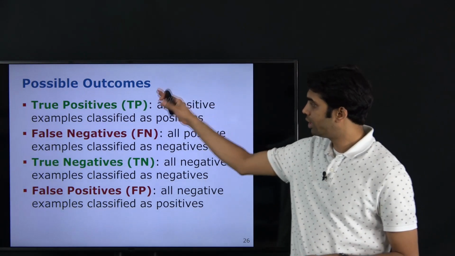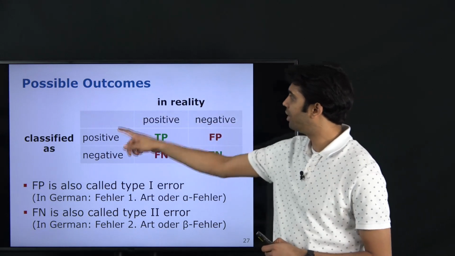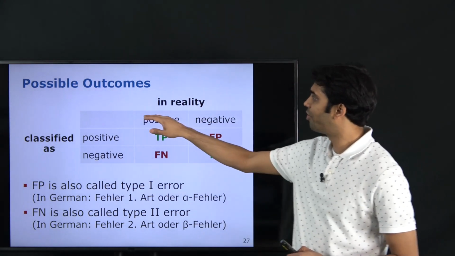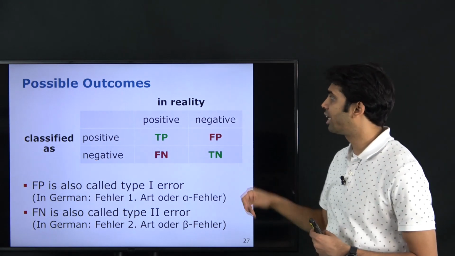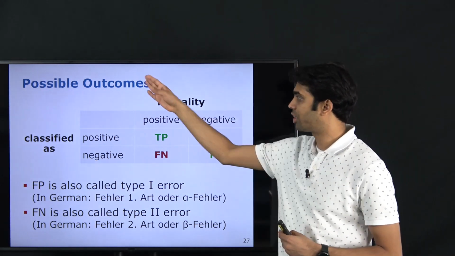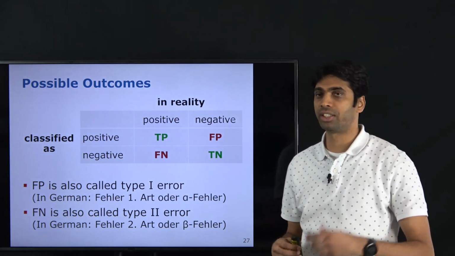So based on all these possible outcomes, we can nicely arrange them into a table as seen here, where on the horizontal we put the actual positive and negative labels, whereas on the vertical axis you have the classifications or the predictions that you have.